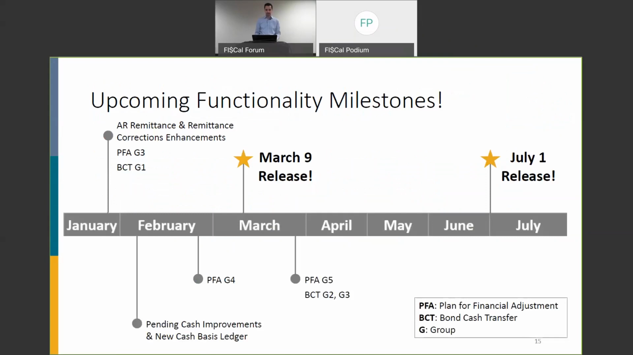Okay. So we have gone live with our March 9th release. We have our PFA Group 5 and our bond cash transfer Group 2 and 3. Hopefully you know if you're a bond cash transfer department or if you're a PFA Group 5 department. And those will be going live by the end of the month.